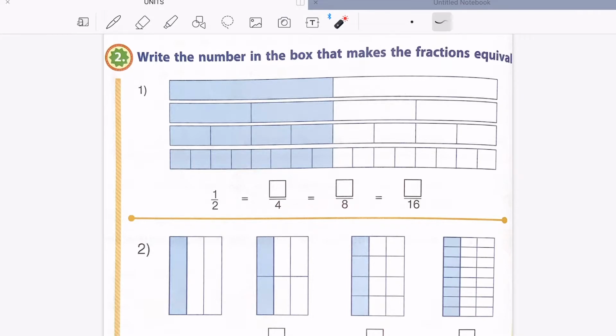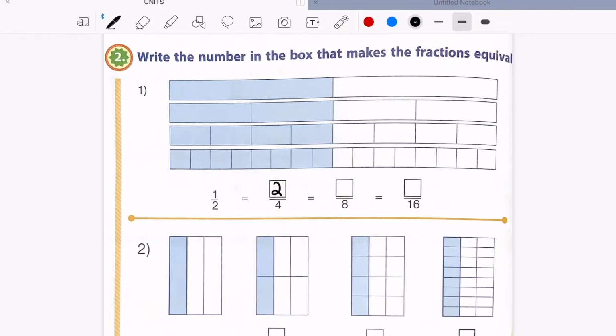We see the first number, it says 1/2. We can see the picture. Half of it is colored in, and half of it is not colored in. Let's take a look at the next one. We see 1, 2, 3, 4. 4 parts, but 2 are colored in. So we're going to write 2/4.